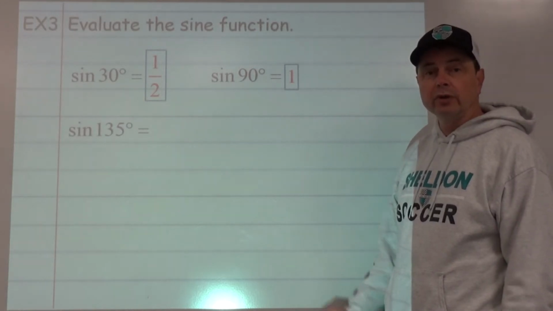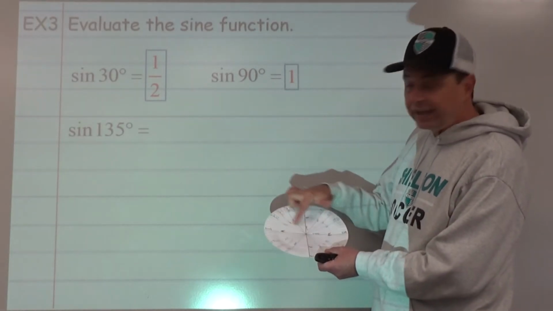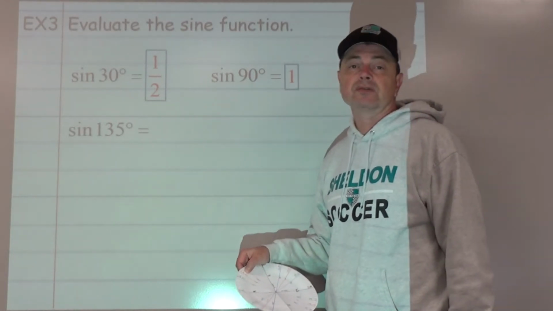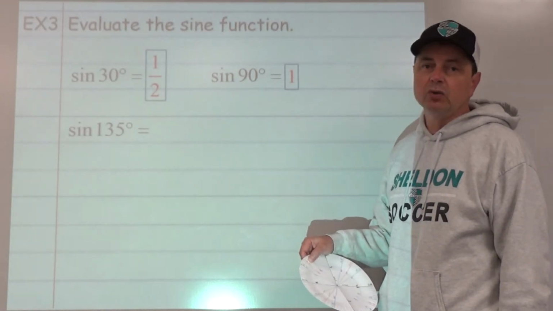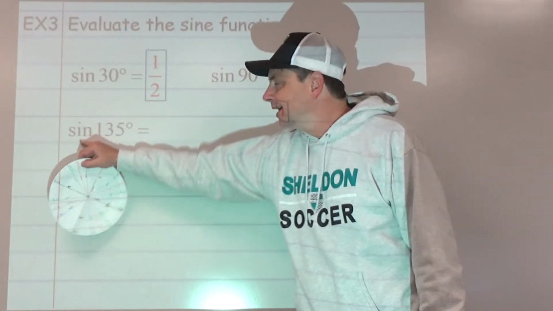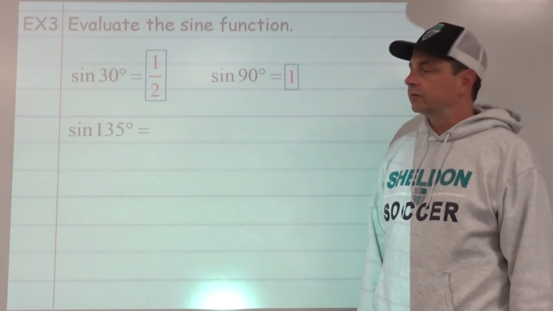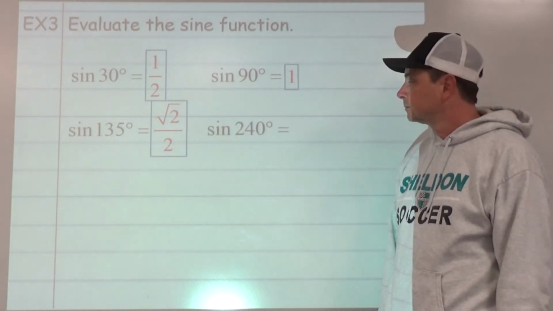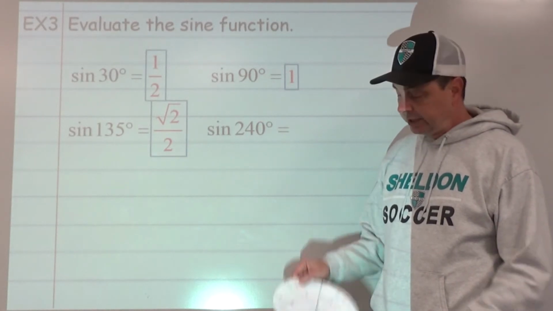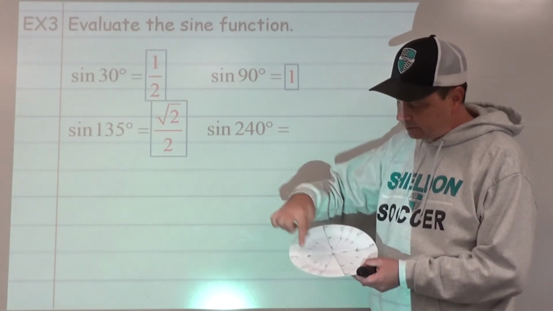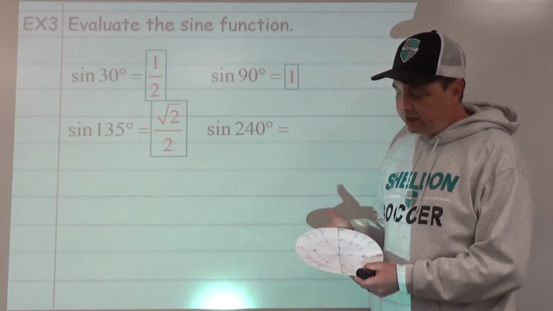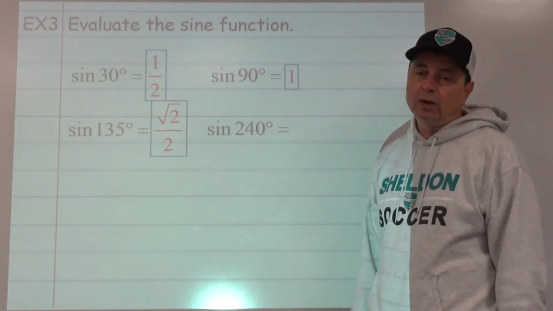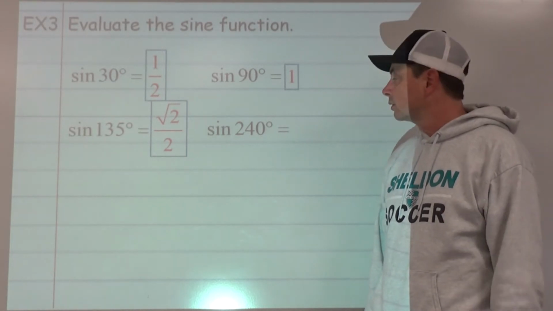Sine of 135 degrees, over here in quadrant 2. It says that our coordinates are negative square root of 2/2 comma square root of 2/2. We're looking for the y coordinate. So sine is square root of 2/2. 240 degrees takes us into quadrant 3. Negative 1/2 comma negative square root of 3/2. Sine is the y coordinate, negative square root of 3/2.